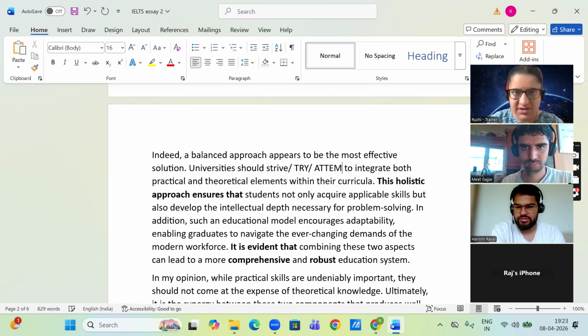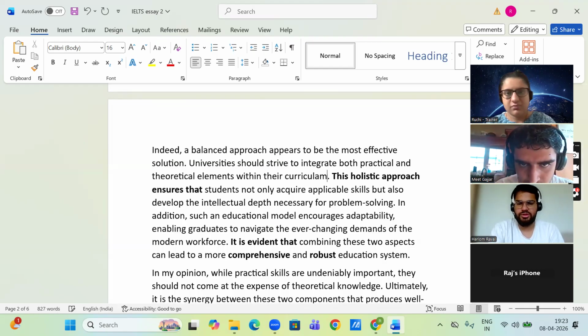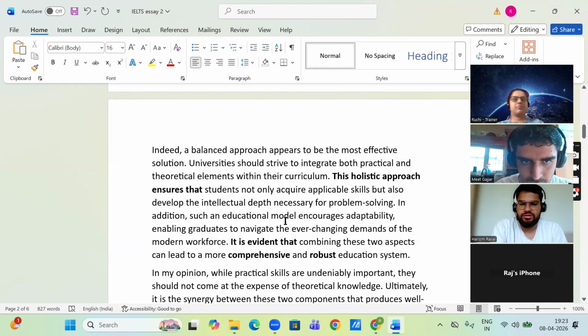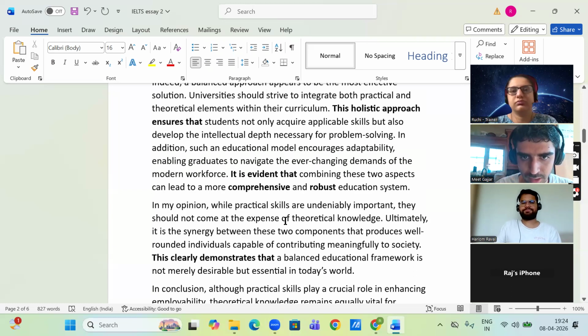I will just erase the extra words I've written. Meet, you can start. Indeed, a balanced approach appears to be the most effective solution. Universities should strive to integrate both practical and theoretical elements within their curriculum. This holistic approach ensures that students not only acquire applicable skills but also develop the intellectual depth necessary for problem solving. In addition, such an educational model encourages adaptability, enabling graduates to navigate the ever-changing demands of the modern workforce. It is evident that combining these two aspects can lead to a more comprehensive and robust education system.